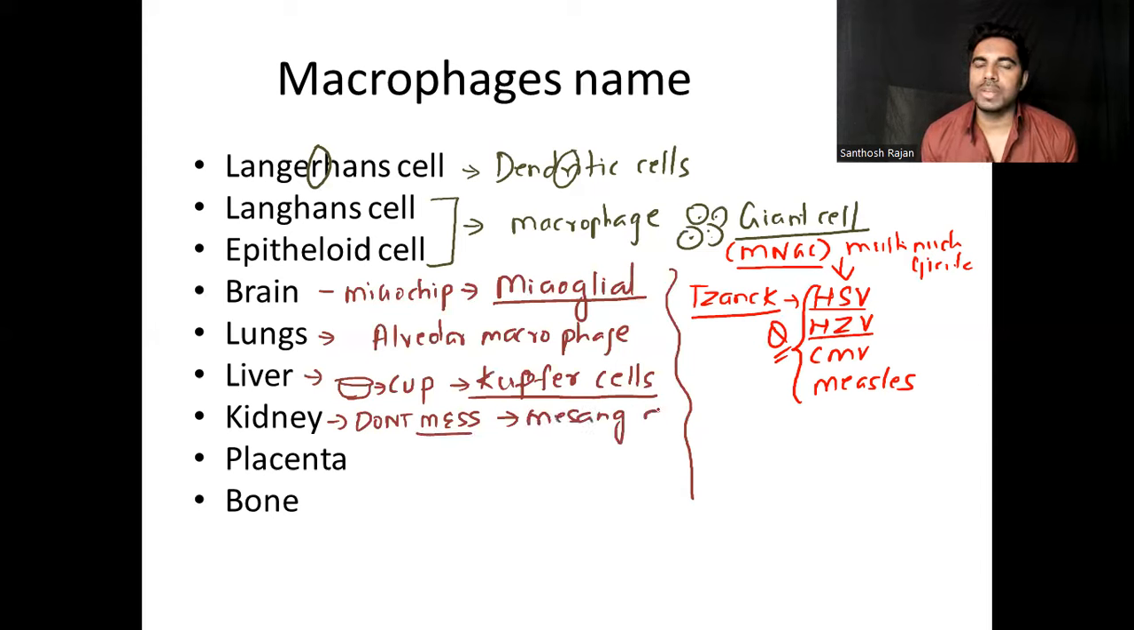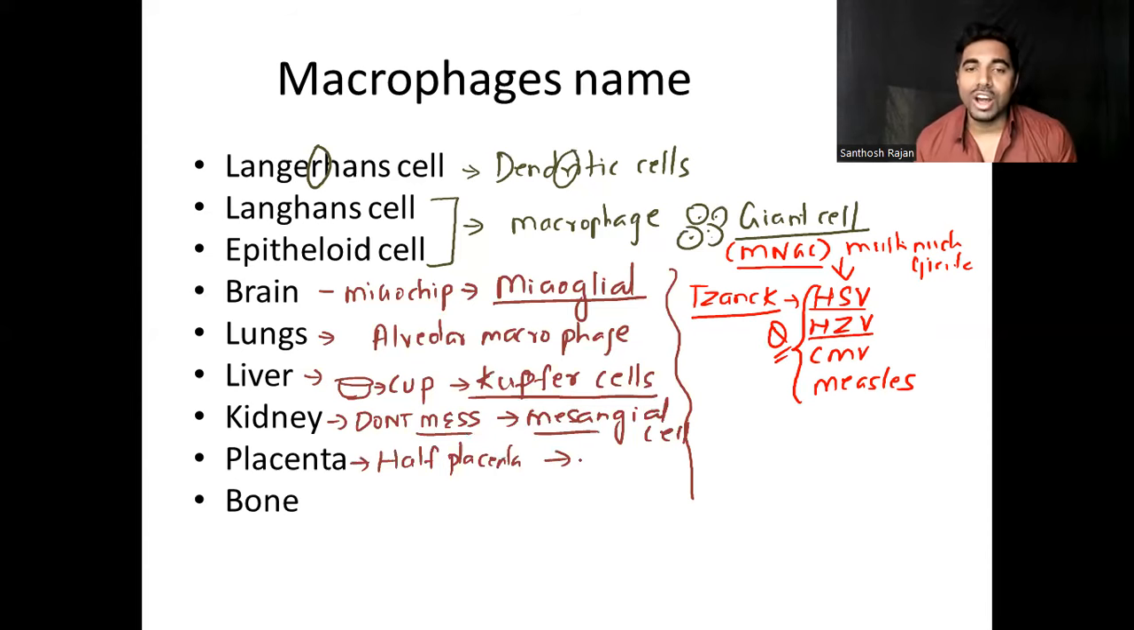So, mesangial cell, very, very simple, mesangial cell. Don't mess with the kidney, mesangial cell. Placenta, always, what happens during delivery when the placenta is removed? Only half the placenta is removed. Half of the placenta remains inside the uterus. You know that, right? Especially those who have done delivery, they might know it in the gynecology department.